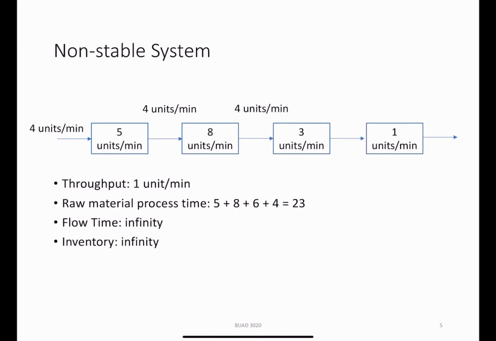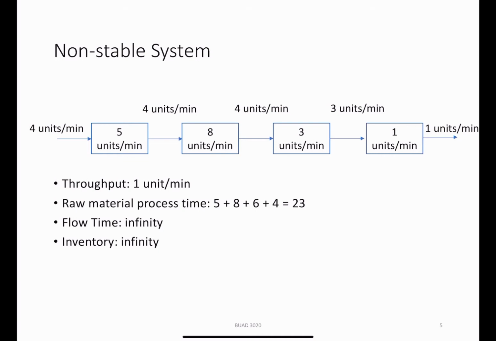So it will still be 4. Now I have 4 units per minute, but my station can only process 3 per minute. In other words, the third station becomes my bottleneck for now, and my output will be reduced to 3 units per minute instead of 4. Again, when I have an input of 3 units per minute, but my server can only process 1 per minute, my output will become 1 unit per minute.